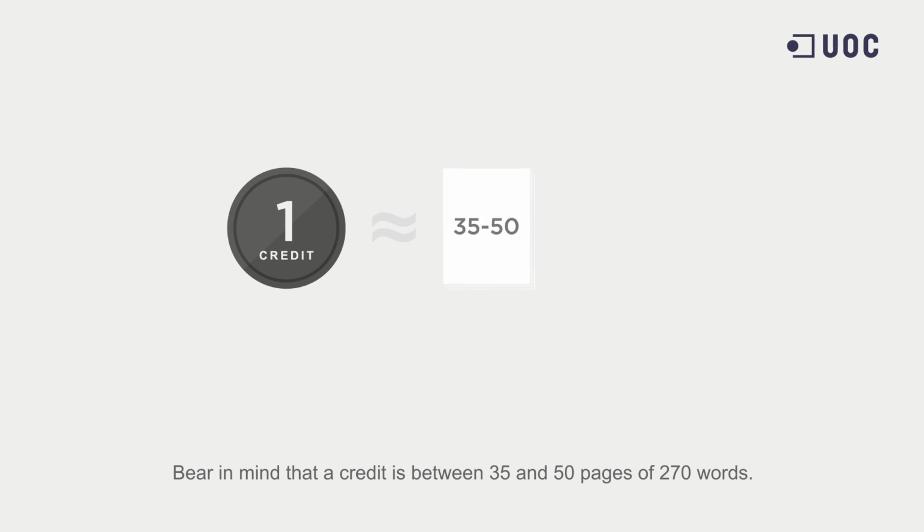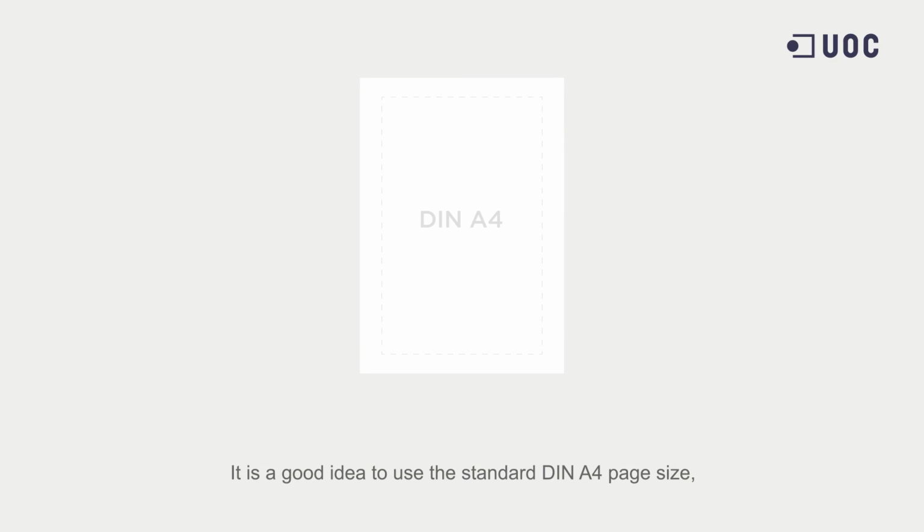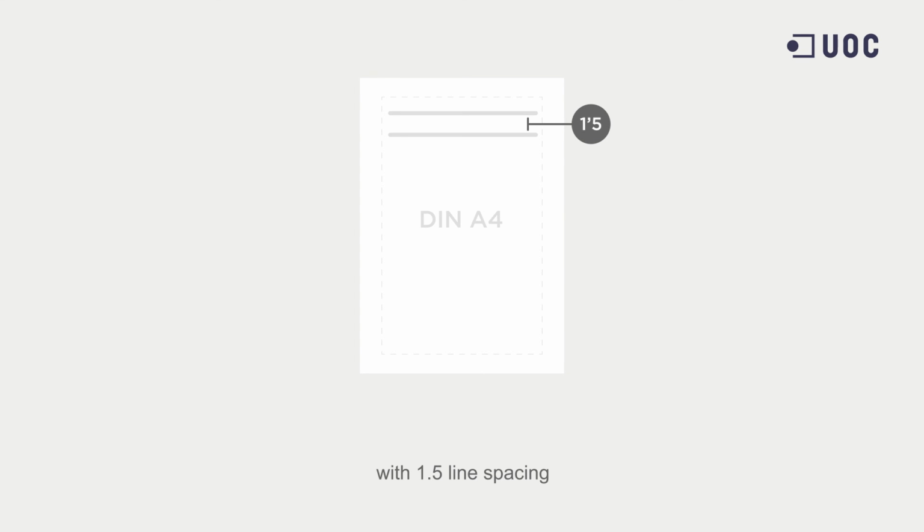The length required depends on the commission. Bear in mind that a credit is between 35 and 50 pages of 270 words. It is a good idea to use the standard DIN A4 page size with a 1.5 line spacing and Verdana or Arial 12 as the font.